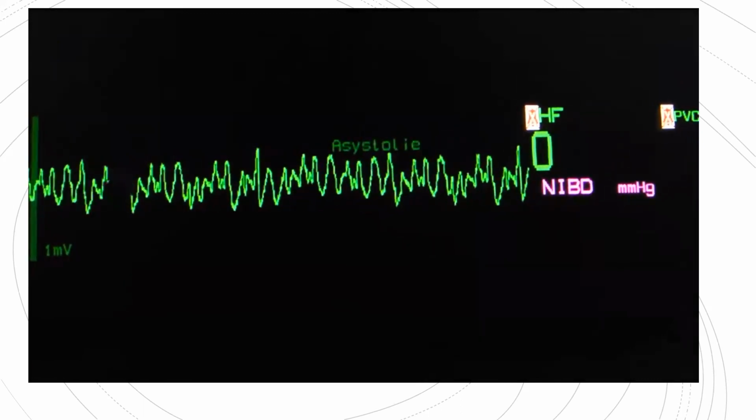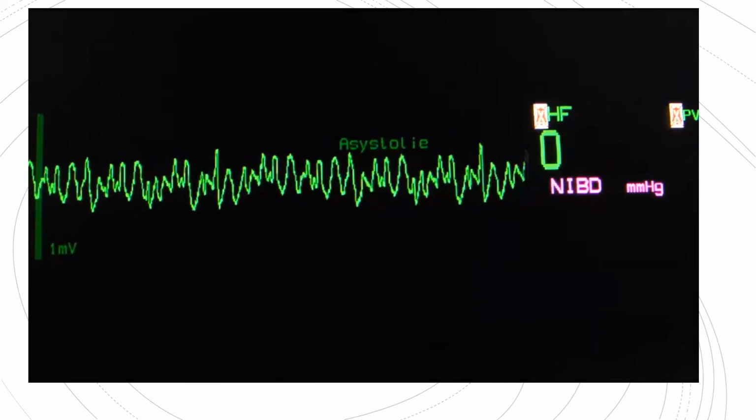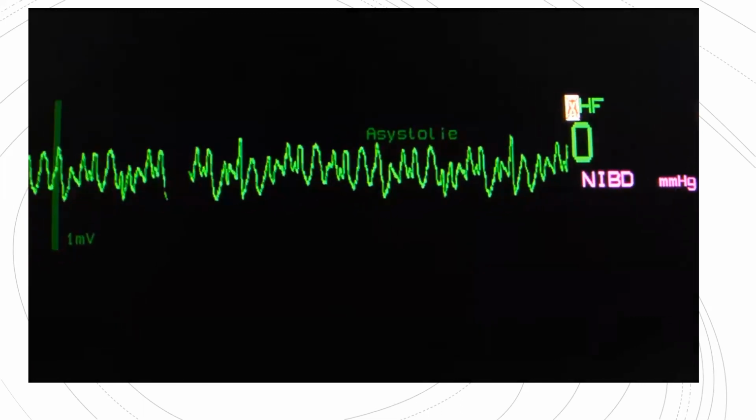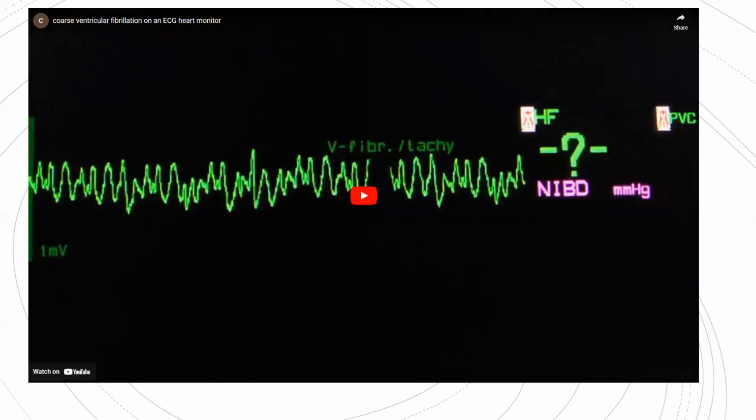All right. So what is your diagnosis? Could you please type in your diagnoses in the chat box? Put in the chat box what your diagnosis is.